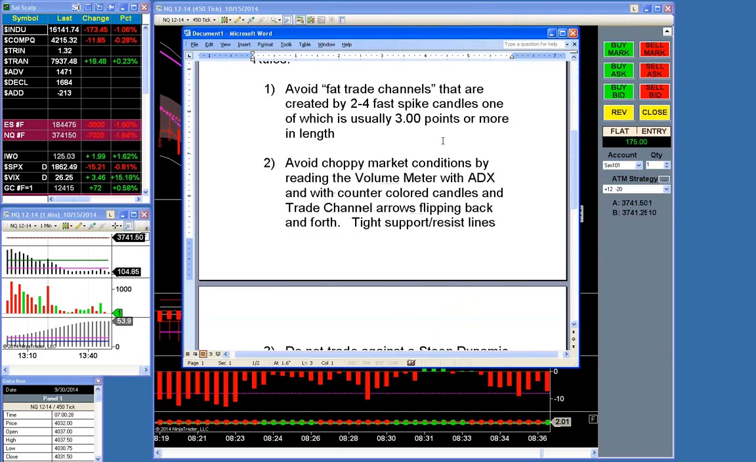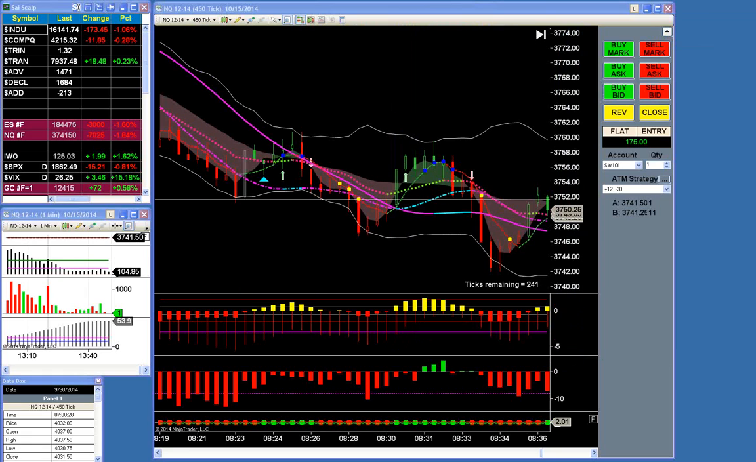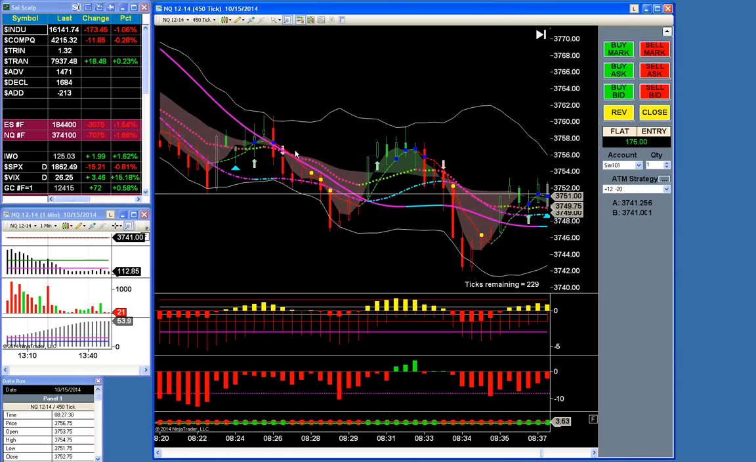I'm going to show you on the PDF. Just remember, I'm showing you the rules. Wait for the Cobra and prices to cross over the DTB. Now, prices means candles, in this case, a green candle crossing over and a green Cobra crossing over. Notice the prices crossed with a green candle. There is no Cobra crossover. Before it could, they were back down on the downside with all the colors matching.